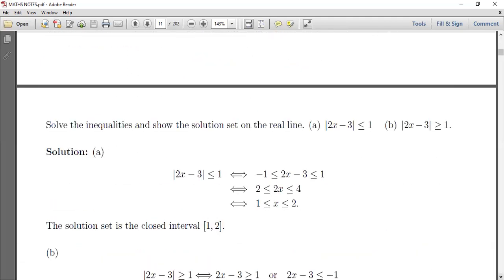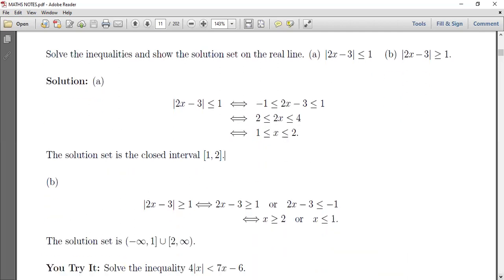Then if I'm solving this inequality, I also have to take this from minus 1 to 1, then remove the modulus, then solve this, then I get that inequality. Now this solution can be written using the interval notation that we discussed. This is a closed interval, like that. You can write that as a closed interval. If it's an open interval, you can write it as an open interval.